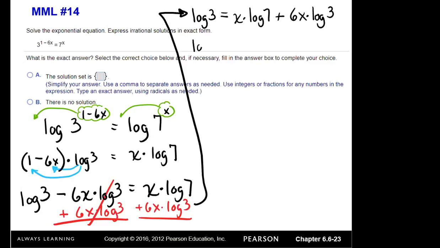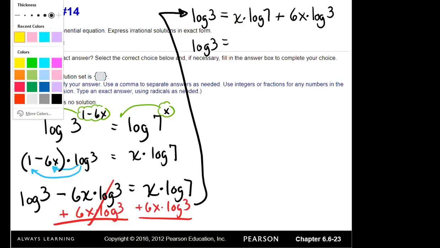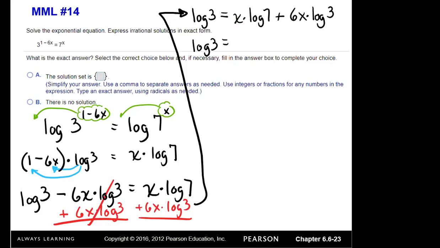So I'm going to have the log of 3 equals, and then you've got an x here. That is too thick. There we go. I've got an x here and an x there. I'm going to factor out that x. And when I do, that's going to leave me with the log of 7 plus 6 times the log of 3. I pulled the x out.